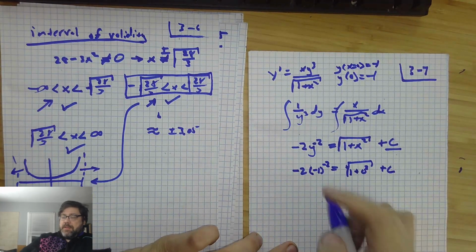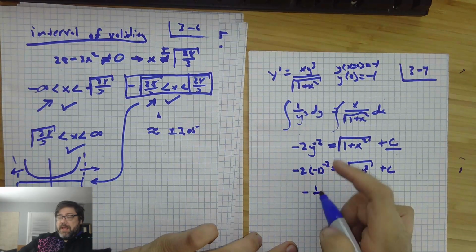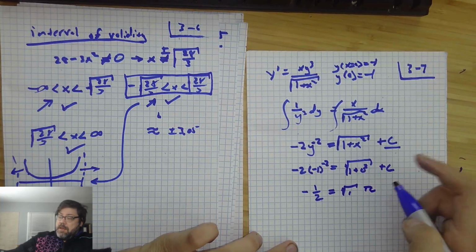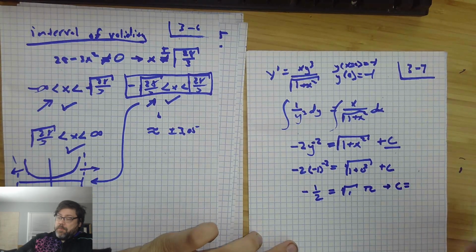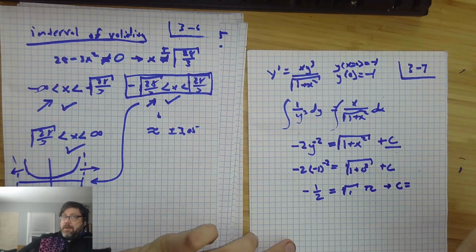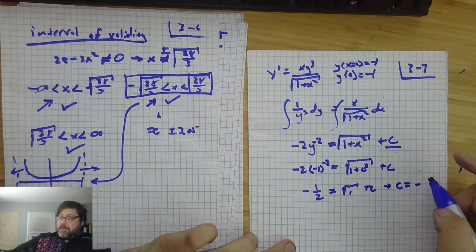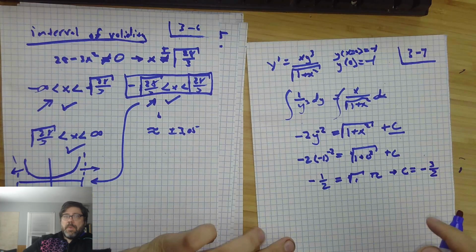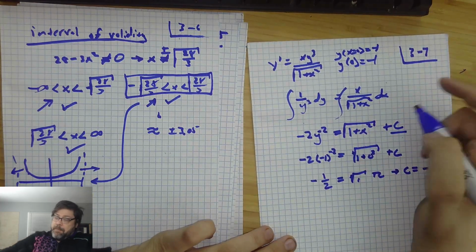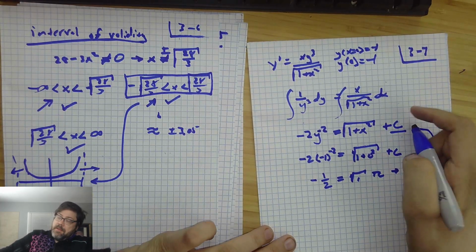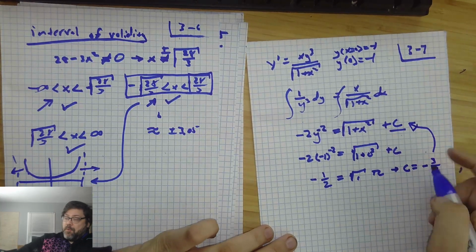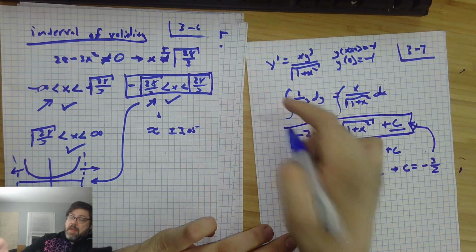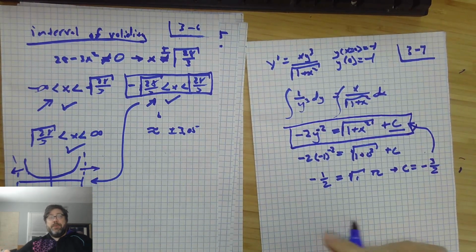When we do that, this is going to be minus 1/2 equals the square root of 1 plus c. So c equals... 1 is going to equal minus 3/2. And therefore we can plug that back into this equation. Remember, when I plug this back into this equation, we're going to call this an implicit solution.